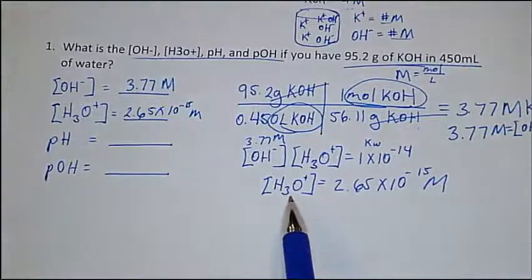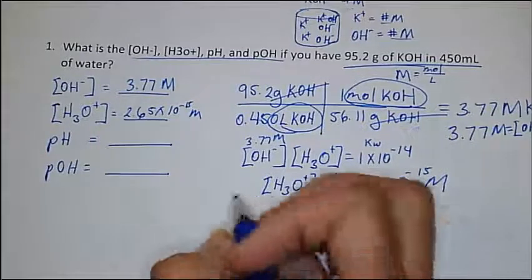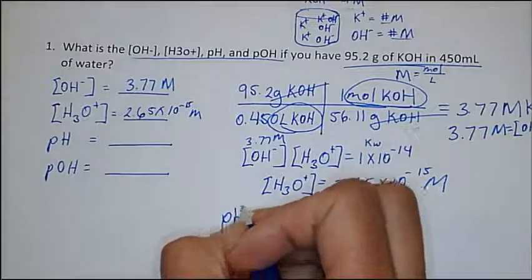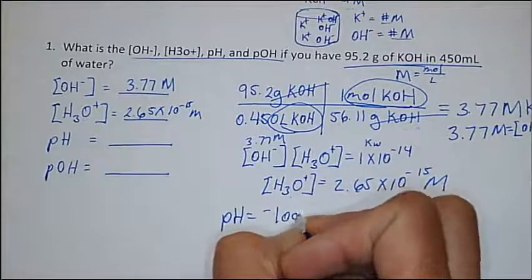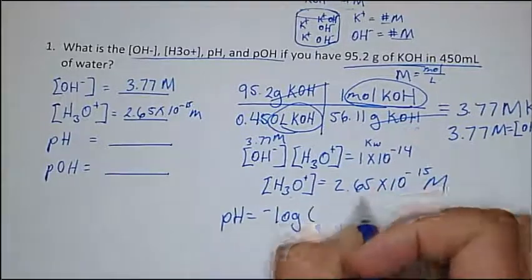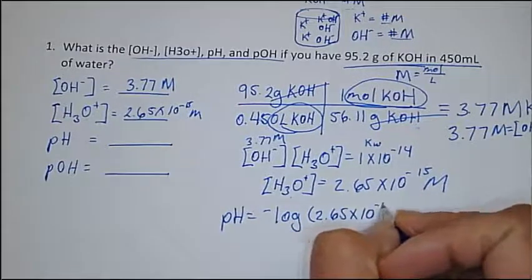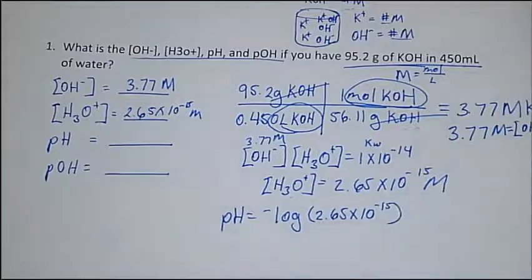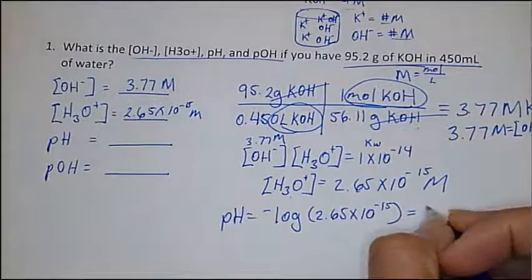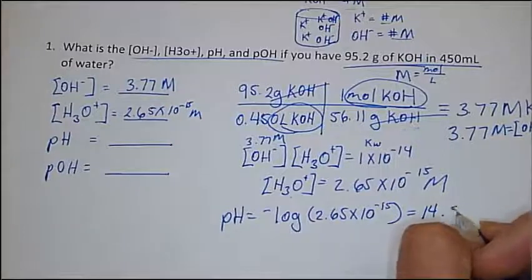Now I can use this to calculate my pH. So my pH in this case would be the negative log of my hydronium concentration, which is 2.65 times 10 to the negative 15th. Okay, so negative log of 2.65 times 10 to the negative 15. And when I do, my pH value is 14.58.